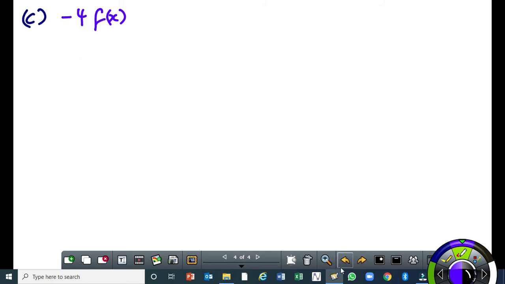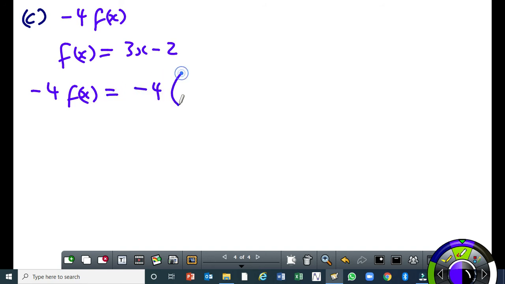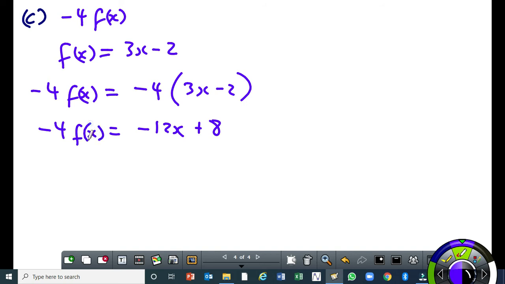Rather, let me write the original expression. We know that f of x is equal to 3x minus 2. So -4 f of x will be equal to minus 4 times what's on the right hand side. So this will be 3x minus 2, and this will give me minus 12x plus 8. So by -4 f of x, we are saying multiply y by negative 4. So we multiply the right hand side by negative 4. Okay? It's not complicated.